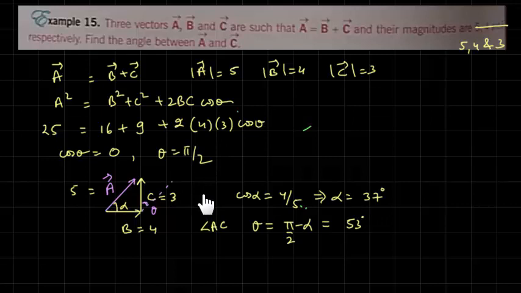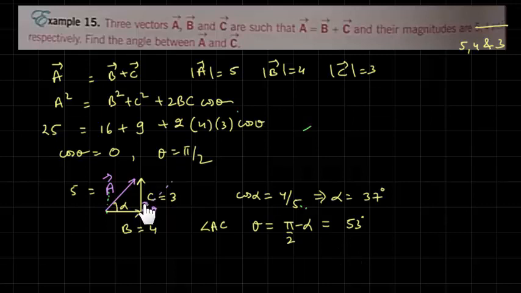and alpha is not the angle which we need. Alpha is not the angle between a and c actually, that is, the angle between a and c is 90 minus alpha. So the angle between a and c is pi by 2 minus alpha, equal to 53 degree.